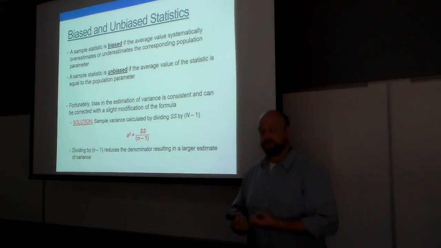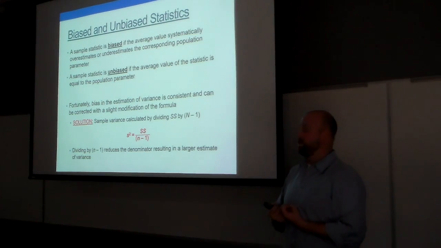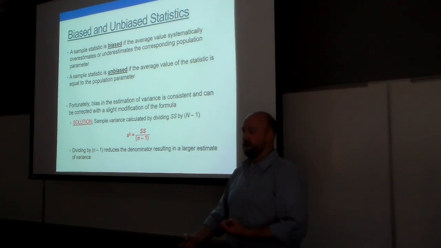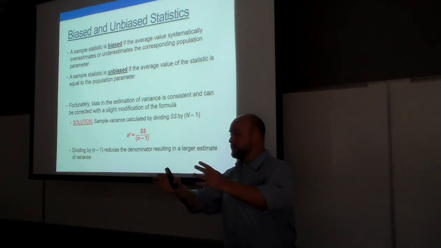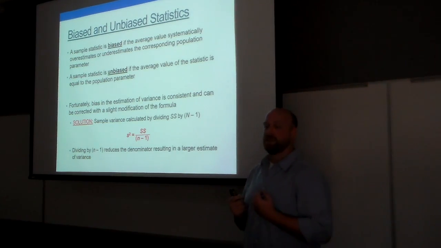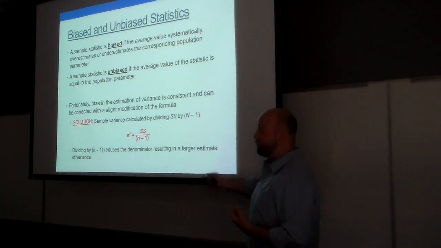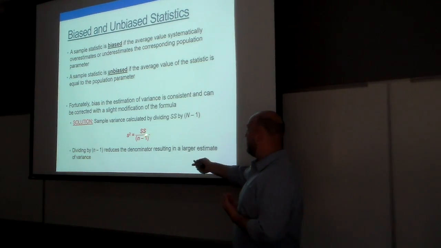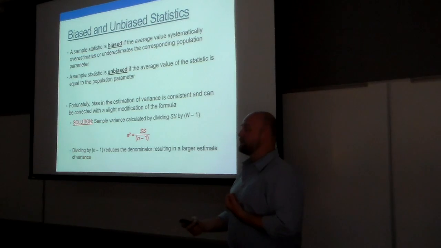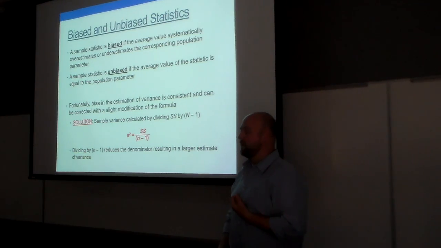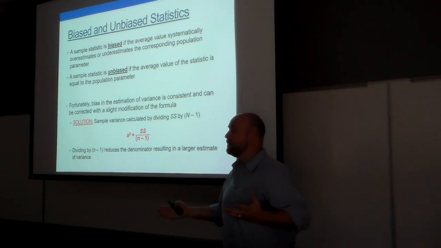So my problem is, if I use my population formula on my sample to estimate population variance, I'm generally only getting in the middle of it, and so my estimate for variance is systematically smaller than the population value. But if I make a small adjustment, and I divide my sum of squares by a smaller number, not n, but n minus 1, what does that do to my variance estimate? It makes it larger, and so it corrects, right?